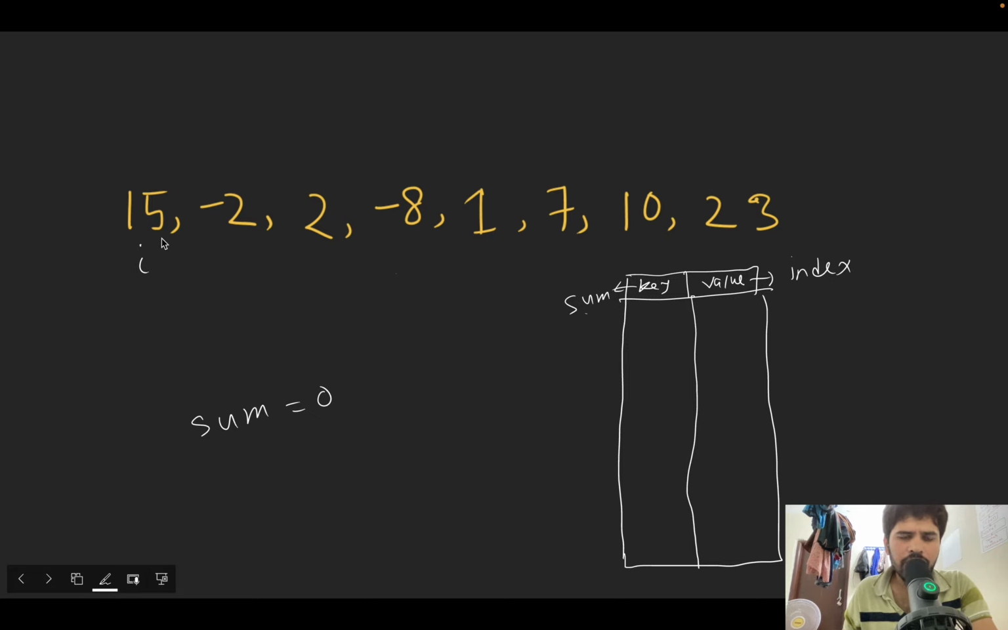So i will point to the first element. Let's calculate the sum. So sum equals to 15. Is 15 equal to 0? No, 15 is not 0. If we don't find 0, we will just insert this 15 in our hash map. Before that, we will have two conditions. Does sum equal 0, or does sum exist in our hash map? That's very important. Also, we'll have a variable called length.